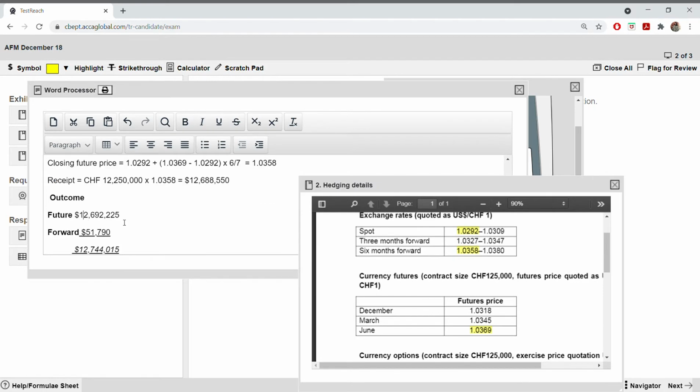So the future outcome will be 688,550, and this will be 51,790. So the total price will be how much? 12,740.340. Okay. So this is with future. We are done with future.